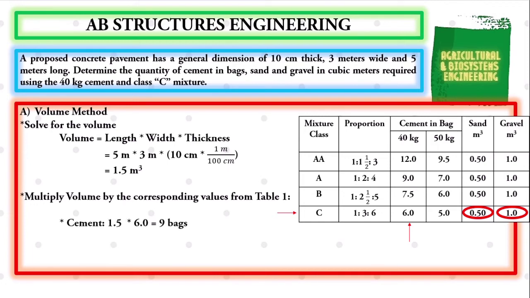We have the volume of 1.5 times the cement value under 40 kilograms, which is 6, and we have 9 bags. Next value. For the sand, we have the volume of 1.5 times the sand value of 0.50. We multiply and we have 0.75 cubic meter for sand. Lastly, for the gravel, we have the volume of 1.5 times the gravel value of 1.0 and we have 1.5 cubic meters. That is now the solution for the volume method.